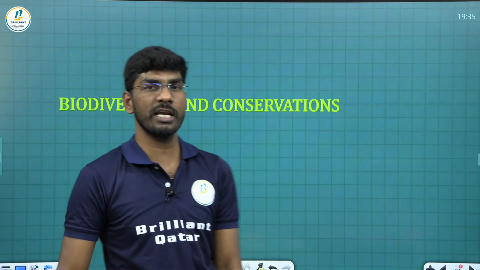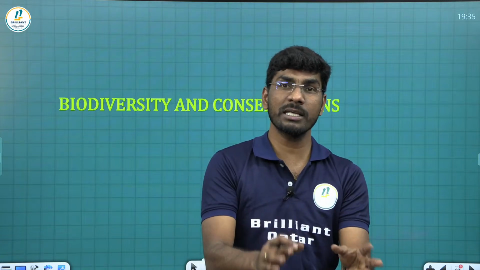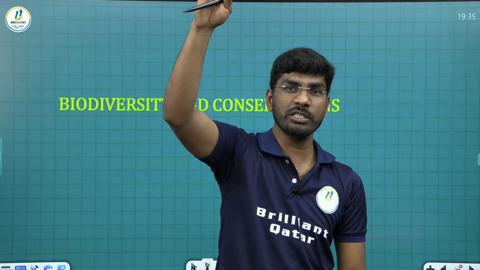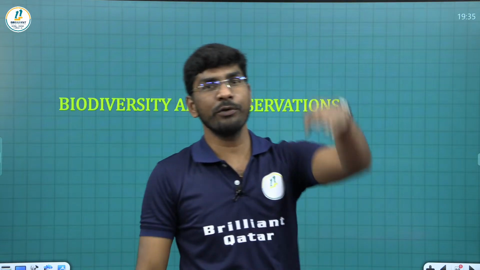Next chapter, biodiversity and conservation. So far we did the reproductive health chapter, but now change your mind to the last chapter. There is huge diversity in the equator area. If you go from the equator area toward the pole, biodiversity decreases.